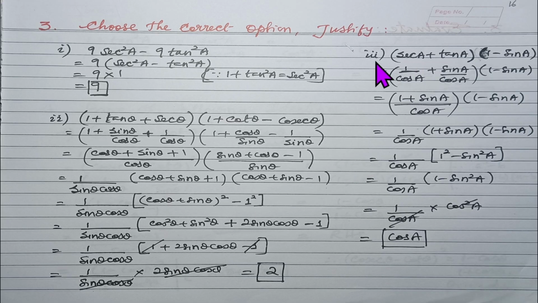Now coming to the third example, the choice would be cos A. Now let us justify why it is cos A. We are given sec A plus tan A in the bracket, into 1 minus sin A. Now sec A is 1 by cos A, tan A is sin A by cos A, we know it, into 1 minus sin A. Now it will be 1 plus sin A divided by cos A, taking LCM, then 1 minus sin A. But 1 plus sin A into 1 minus sin A is 1 square minus sin square A, because A plus B into A minus B is A square minus B square. So 1 upon cos A into cos square A, because 1 minus sin square A is cos square A, cos A will cancel, and what remains is cos A, and that is the correct answer.